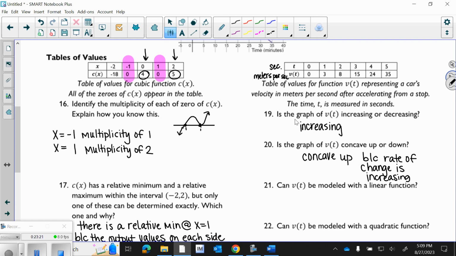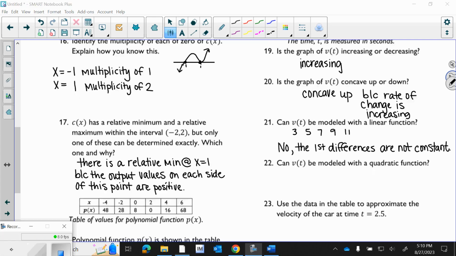Can v of t be modeled with a linear function? Well, the only way we can figure that out is to do our first differences. And since our input values are equally spaced, that's pretty easy to do. If I do a subtraction on my output values, I will get the following numbers. So you can see, no, the first differences are not constant. But I can already tell that they are all 2 apart.